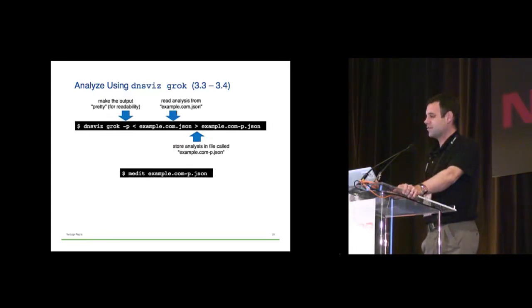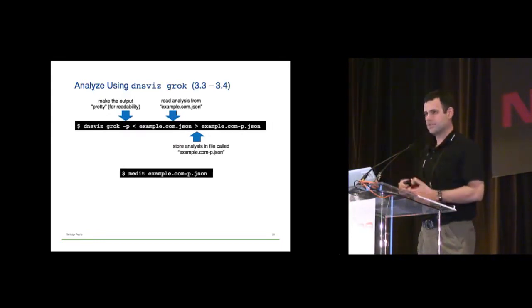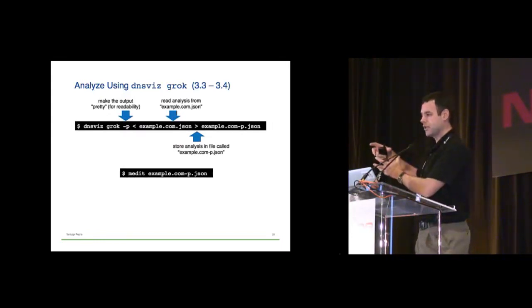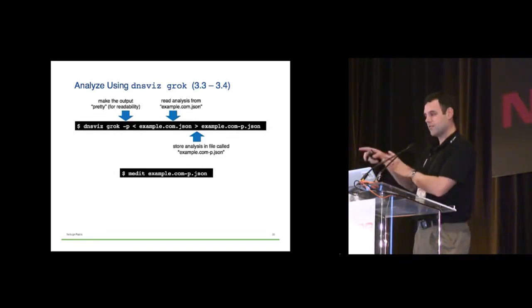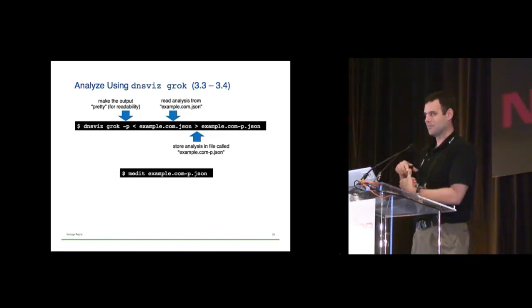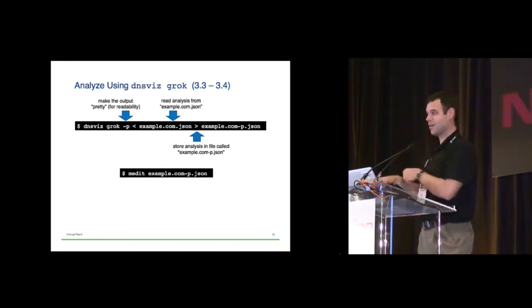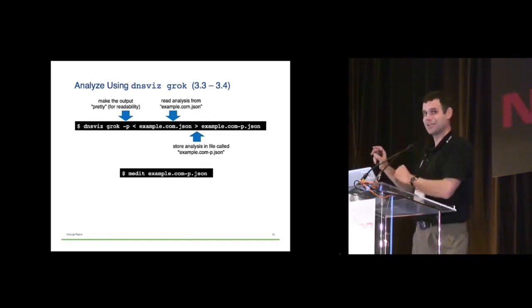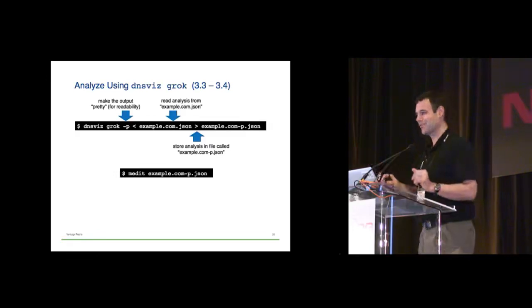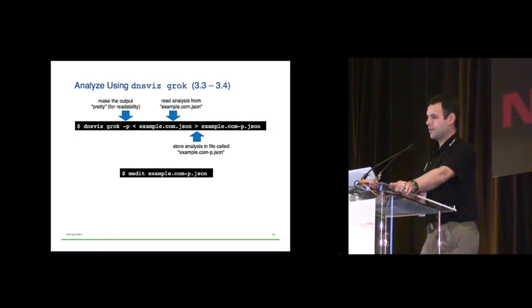Okay, DNSViz grok. Once you've got that probe output, we're going to now process it. We're going to take all that raw information that we've just queried. For exercises 3.3 and 3.4, you're running DNSViz grok. You're still going to make the output pretty with that -p, and now you're going to input the output from the previous command, and redirect that output to example.com-p.json. You could call these whatever, but I recommend you use the names that I've given for today's tutorial for consistency. And then go ahead and open that file when you're ready and take a look at it.